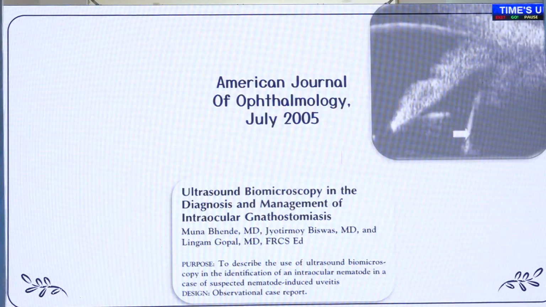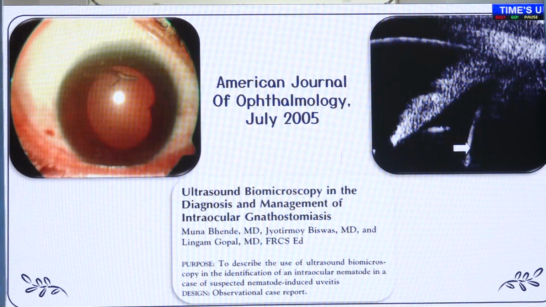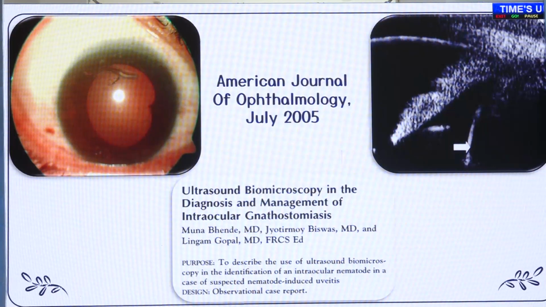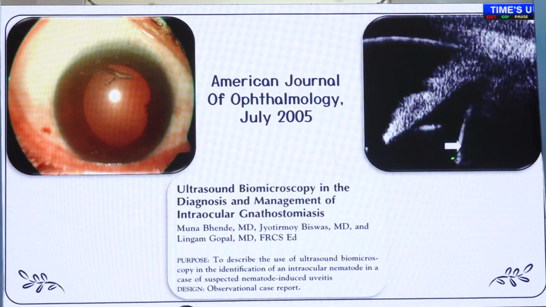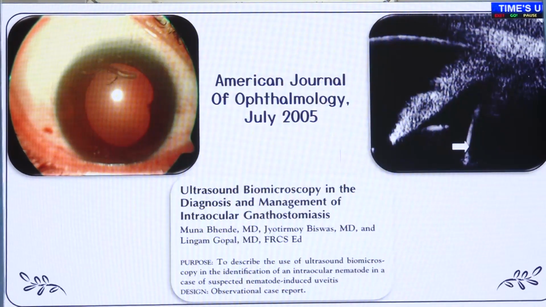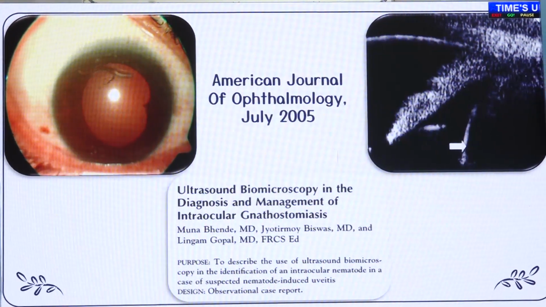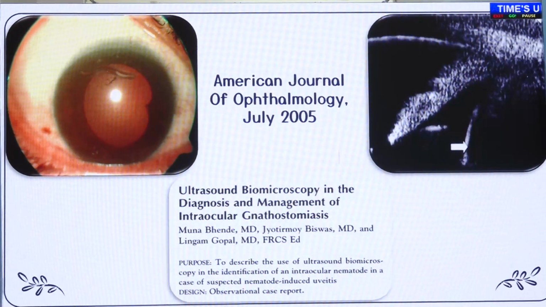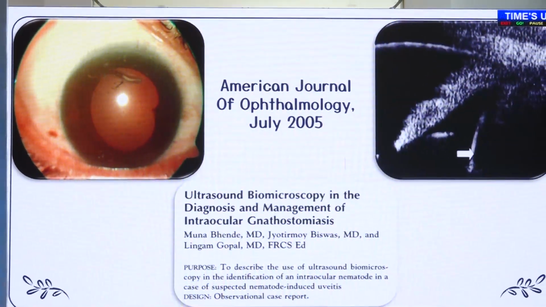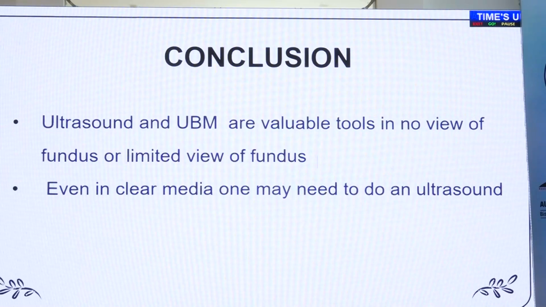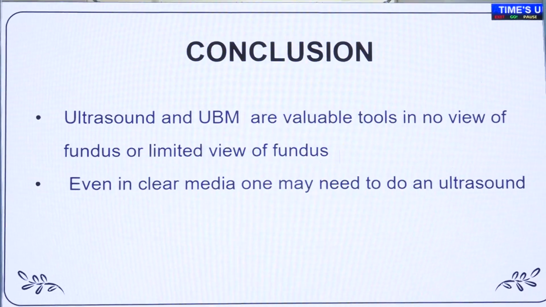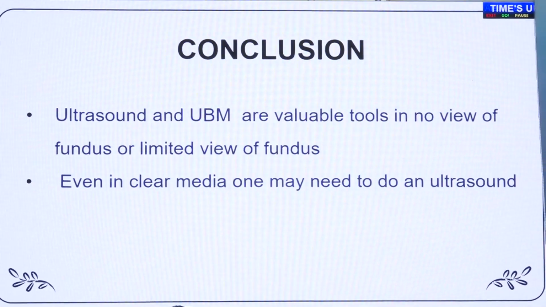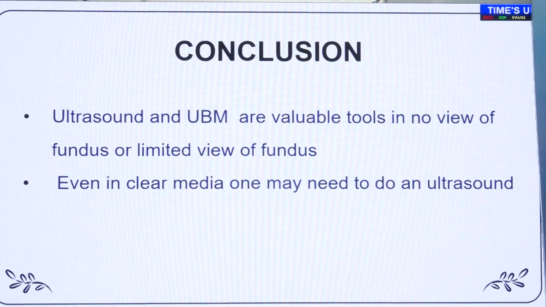We also found a case of Gnathostoma spinigerum, which was disappearing, and we could find the Gnathostoma in the root of the iris ciliary body area, which was published in the American Journal of Ophthalmology 2005, before they stopped publishing the free articles, as a letter to the editor. So in conclusion, ultrasound and UVM are valuable tools in no view of the fundus or limited view of fundus, even in clear media on mid-to-mid ultrasound.